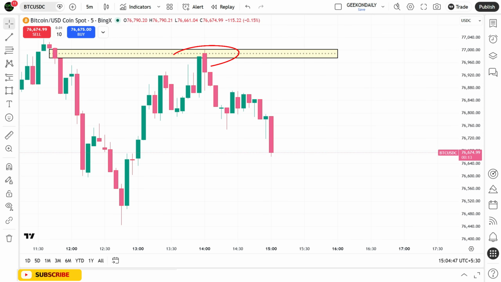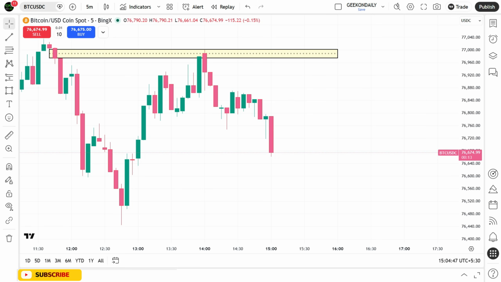in an FVG setup. Instead of entering randomly, this gives us a more structured and logical area to watch for potential entries. This is where traders start planning their trades, not based on guesswork, but based on how price behaves around these key zones. When price shows confirmation in this area, that's where a potential entry can be considered, helping you approach the market with more clarity and discipline.